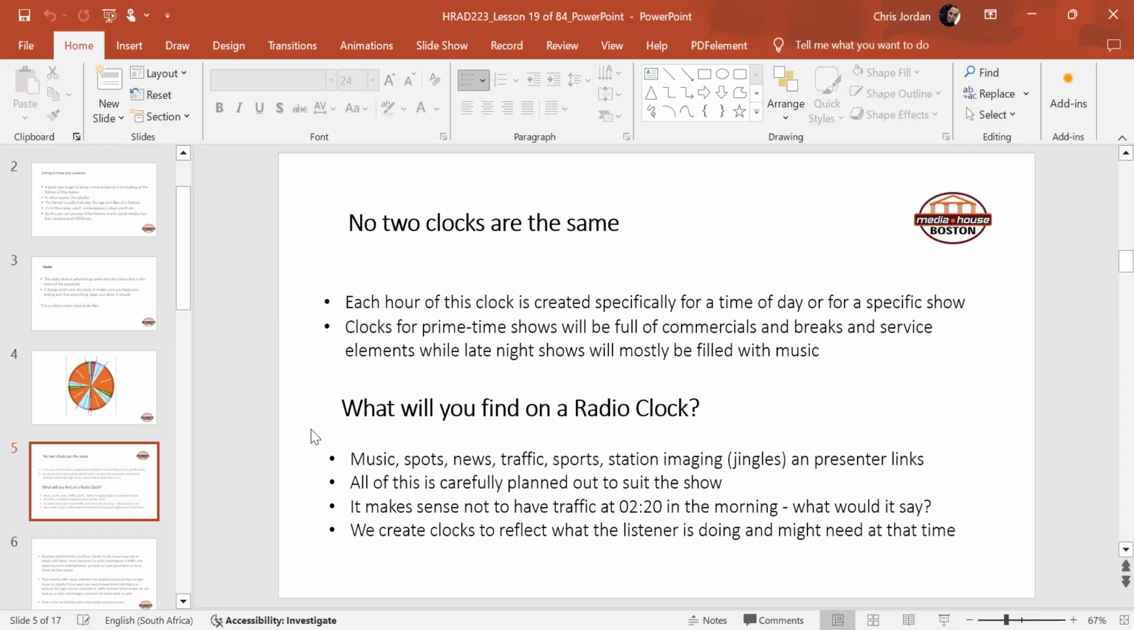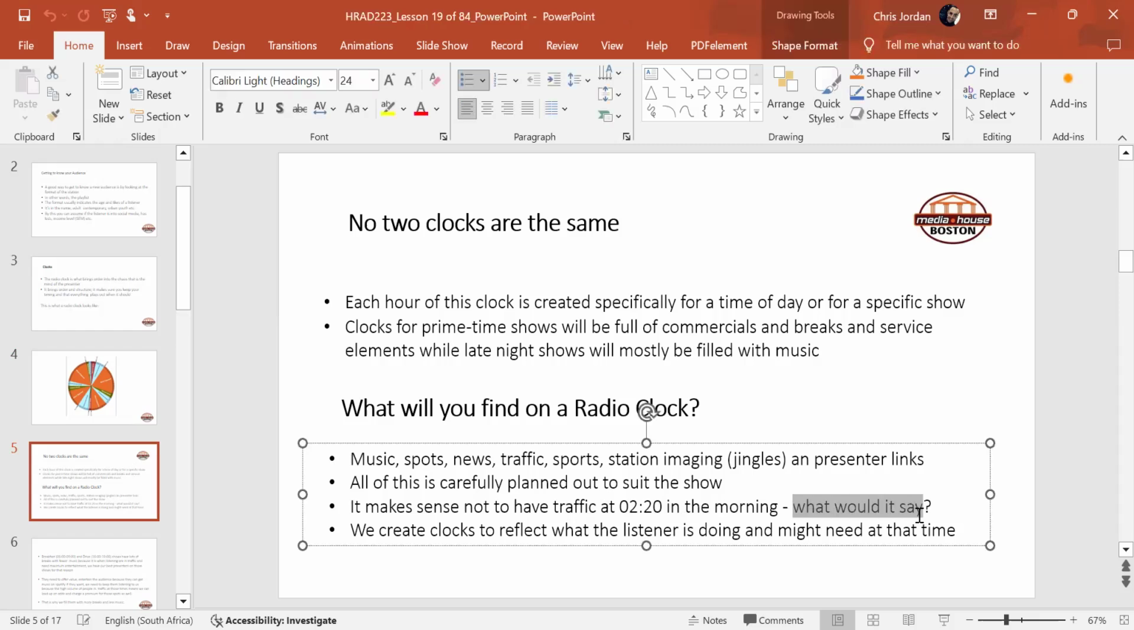So we know that they would prefer more music specifically, or they're requesting or expecting more news, or more information, again depending on which time of day it is. Okay, so which time slot? It makes sense not to have traffic at 20 past 2 in the morning. What would be the sense in it? What would it say? Well, the roads are clear, and once again, in the next update, the roads are still clear, clear, clear, and clear. Right? Traffic makes sense from about 5 in the morning onwards.